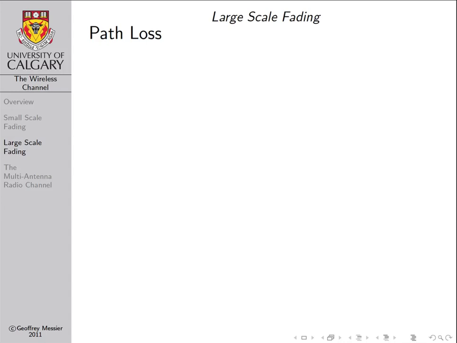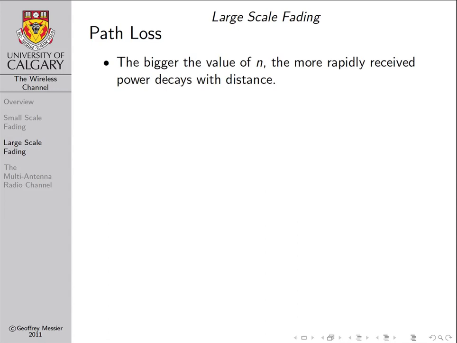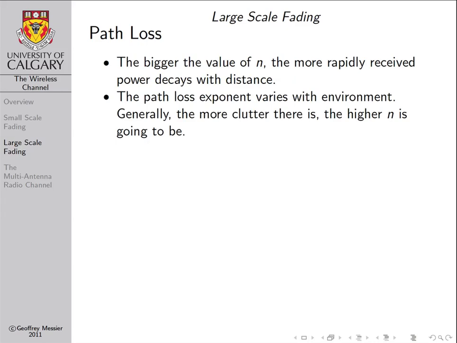So if we think about our path loss equation and that path loss exponent n, since it's multiplying the term that decreases the average received power, obviously the bigger n is, the more rapidly received power decays with distance. And so it turns out that n is not a single fixed value for all cases, but varies with environment. And generally speaking, the more clutter there is in an environment, or the more crowded it is with reflecting objects, the larger n is going to be.